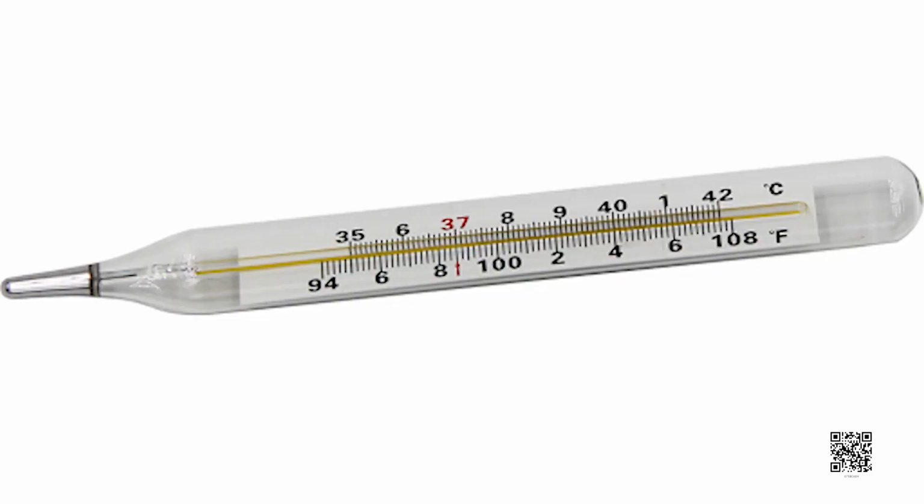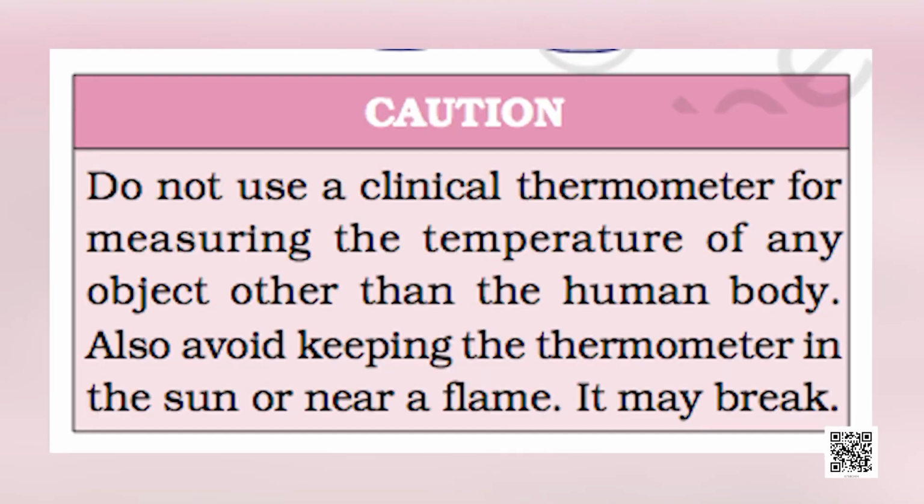Now, a human body temperature cannot go below 35 degrees Celsius or more than 42 degrees Celsius. Hence, a clinical thermometer has the lower rating of 35 degrees and higher rating of 42 degrees Celsius. Caution students, do not use a clinical thermometer for measuring the temperature of any other objects other than the human body.